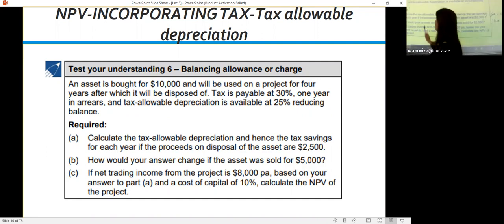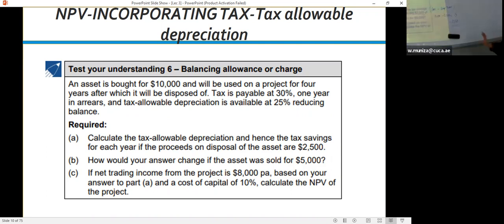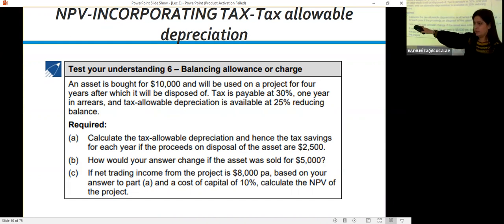Now we are asked how would your answer change if the asset was sold for 5,000? Are you clear up till here? Why are we doing this? Because this is the requirement of the question. When you incorporate it into the investment appraisal, you have to include these tax reliefs. Otherwise, it's simple. If you are clear up till here, I'm just going to incorporate the next one over there only.